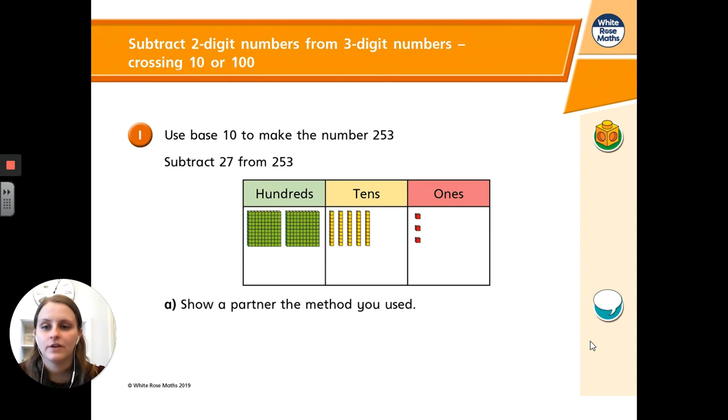For the first question, it says use base 10 to make the number 253, and you're given an example there. Then subtract 27 from 253. It says show a picture of the method you use. You could show someone around the house and explain how you did it to them. If you've used base 10, that's absolutely fine. If you'd rather do column, that's also fine. I really don't mind whatever method works for you.